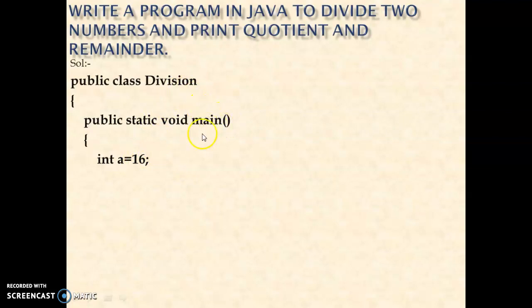Don't forget to put a semicolon. Not this line, not this line. Here you have to put one semicolon. Then second number, I take another integer. I call it B, and equal to 3. I assign 3 here. So my first number is A and my second number is B. Then semicolon. Remember that if you want to divide A by B, then A must be greater than B. Otherwise, division is not possible.